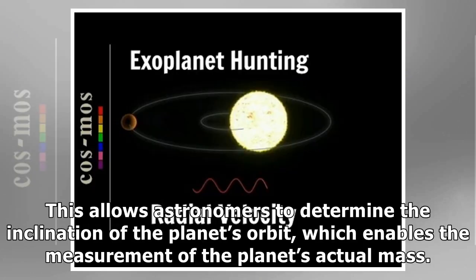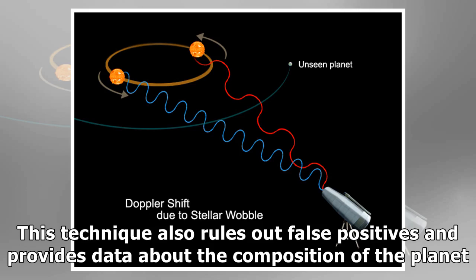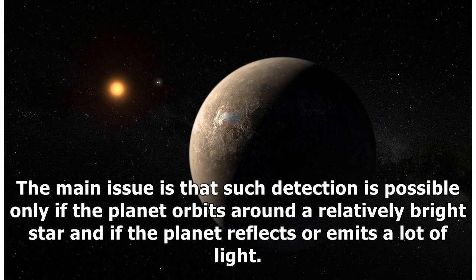This allows astronomers to determine the inclination of the planet's orbit, which enables the measurement of the planet's actual mass. This technique also rules out false positives and provides data about the composition of the planet. The main issue is that such detection is possible only if the planet orbits around a relatively bright star and if the planet reflects or emits a lot of light.